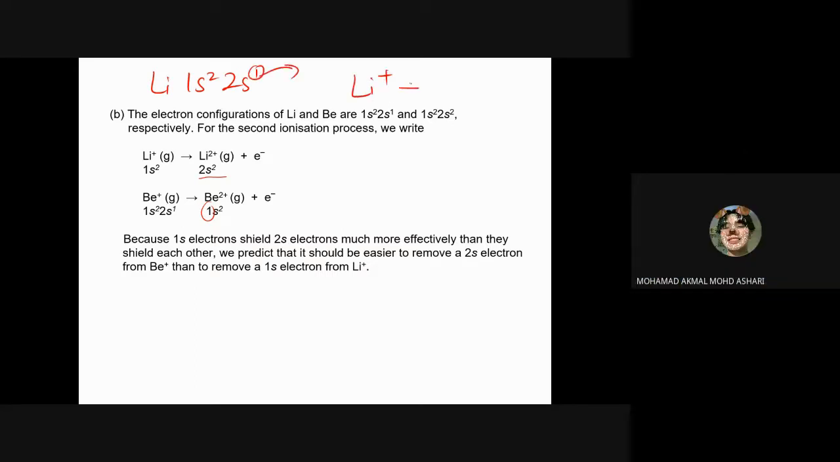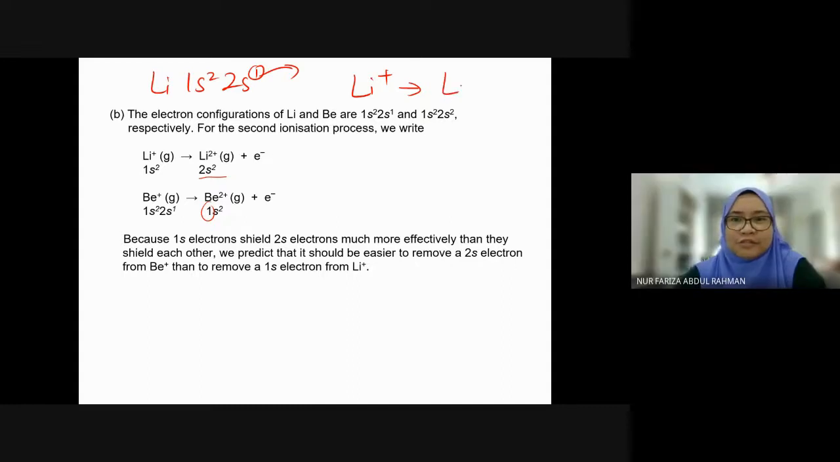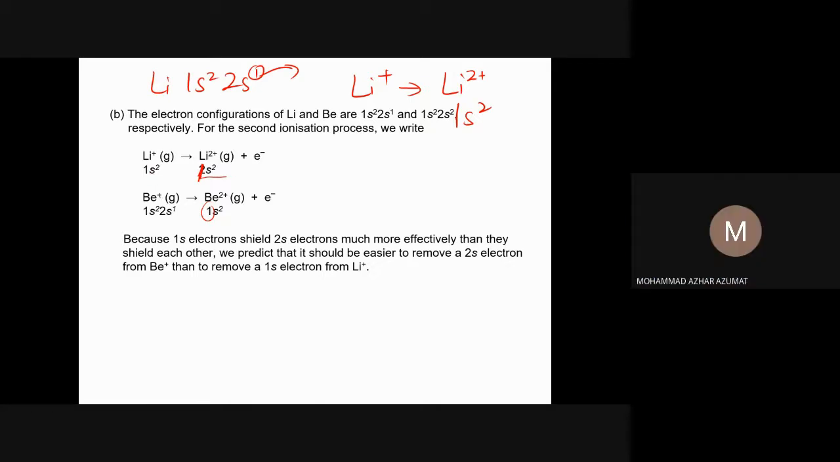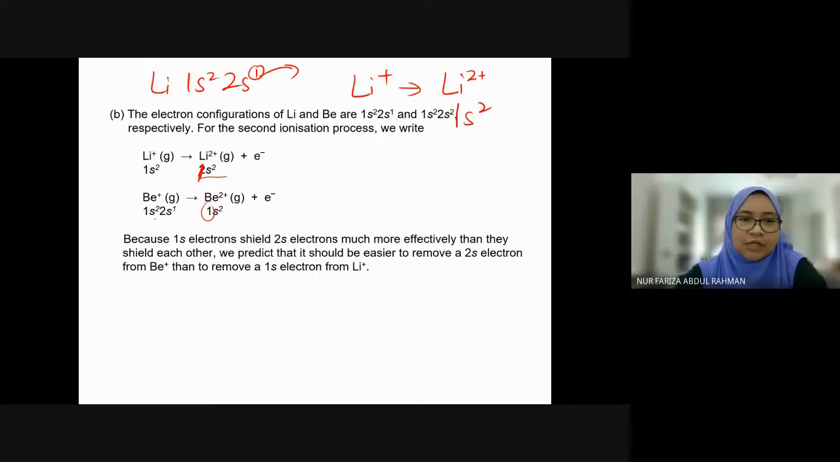Madam, yang ni dia macam accept je. Terbalik madam, terbalik. Dia accept electron. So lithium jadi lithium 2 plus. Kalau dia jadi lithium 2 plus, that means dia jadi 1s2. Okay, it should be 1s2 dekat sini. Terbalik dekat bawah tu. Tapi ni betul lah ni, 1s2, 2s1. Kan? Betul lah ini salah. Okay.